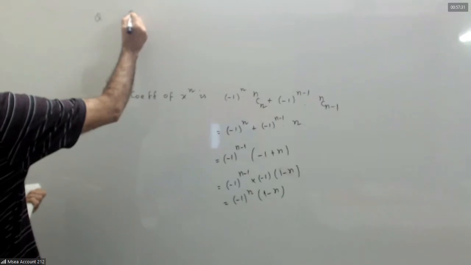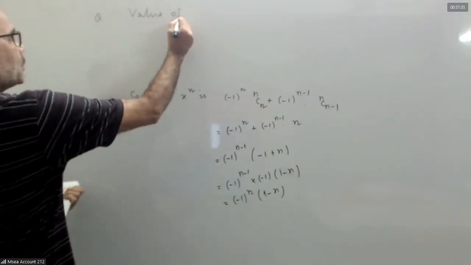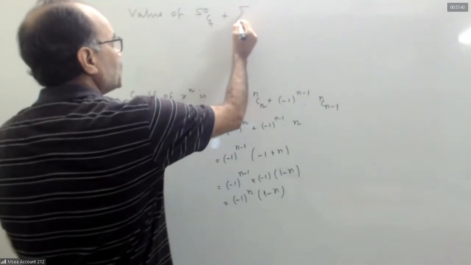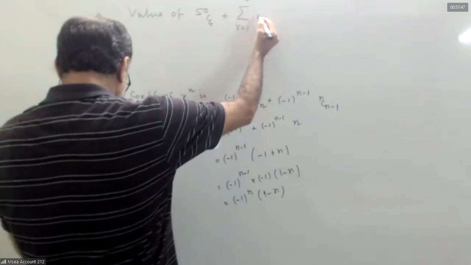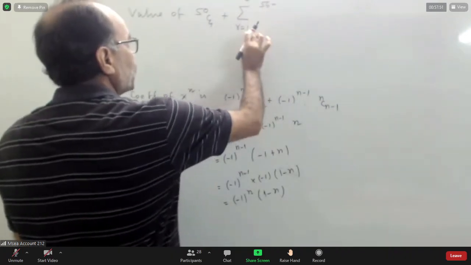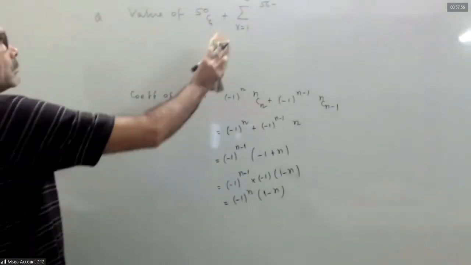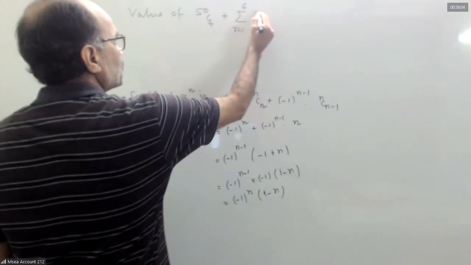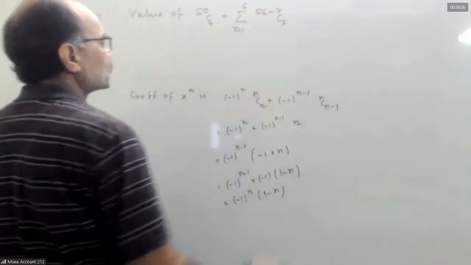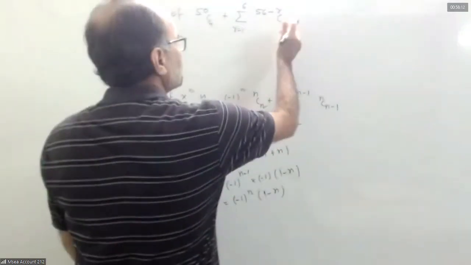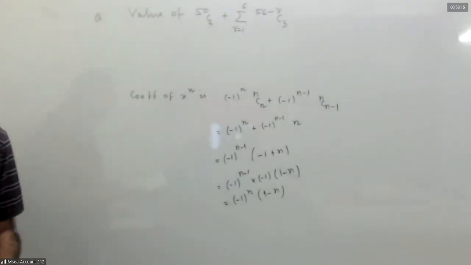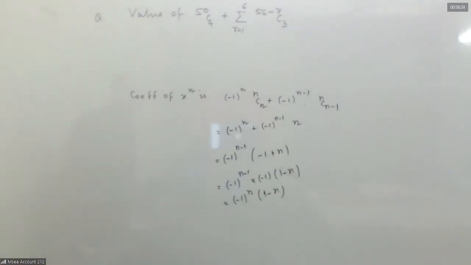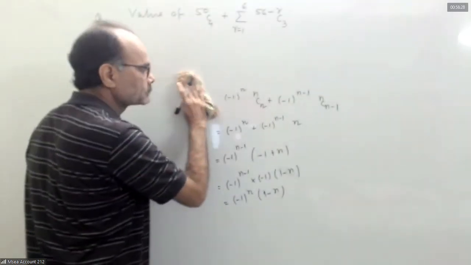The value of 50C4 plus summation of r going from 1 to 6, (56 minus r)C3. R equal to 1 to 6. Yes, sir. Done, sir.